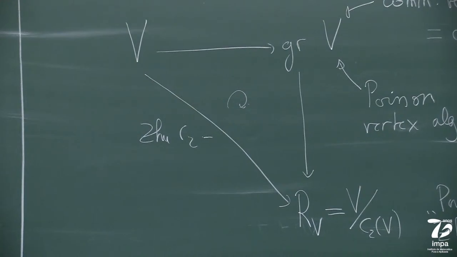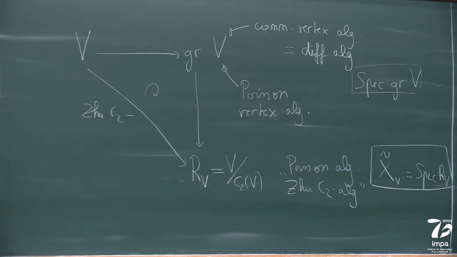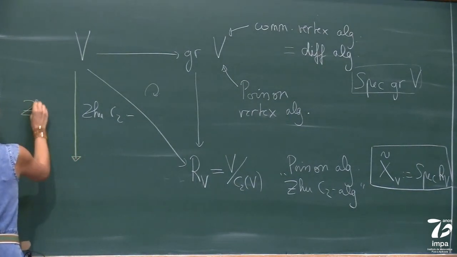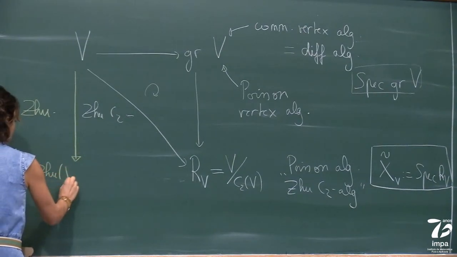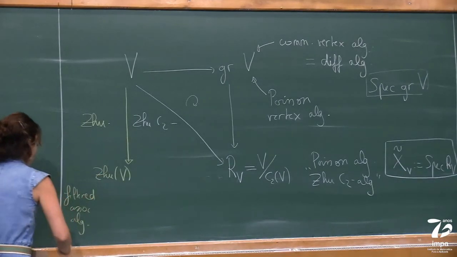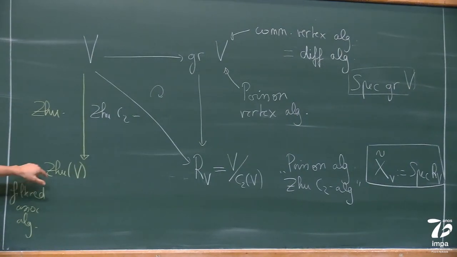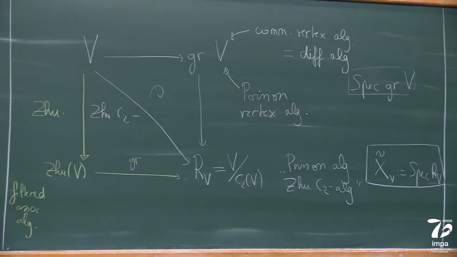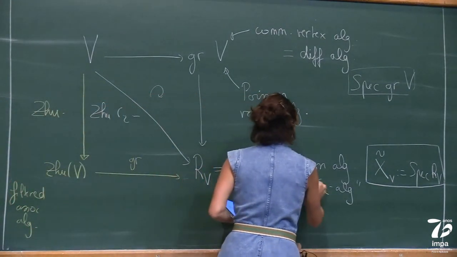Okay, so now to complete the diagram, we have seen also last week at the end of Jethro's lecture that we can also construct the Zhu algebra. So the Zhu algebra here is a filtered associative unital algebra. And as Jethro explained, this algebra is very important to understand the representation theory of the vertex algebra. And now, being filtered, you can also consider the corresponding graded algebra. And the result is commutative. And it is well known in this case that the result has naturally a Poisson algebra structure. So here you go again to the world of Poisson algebras.